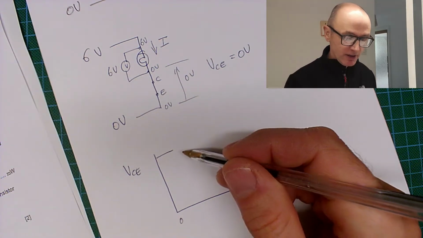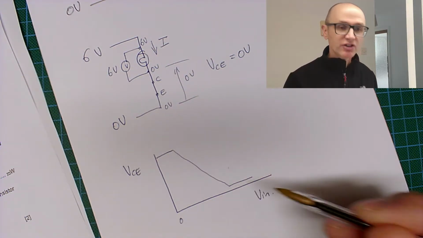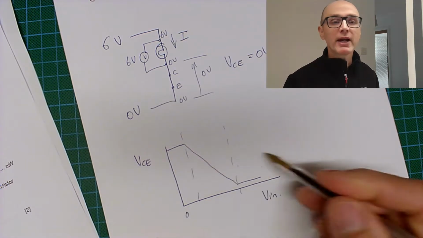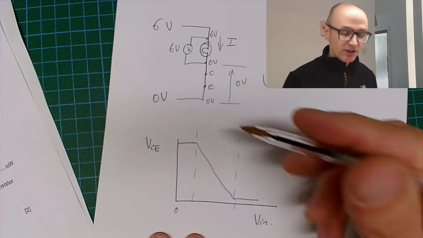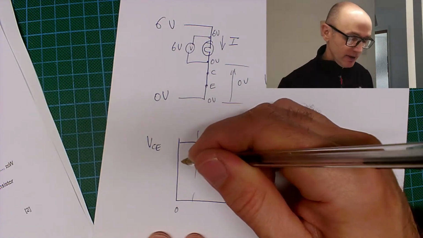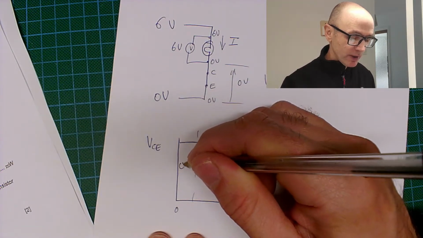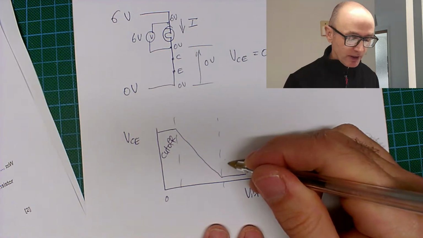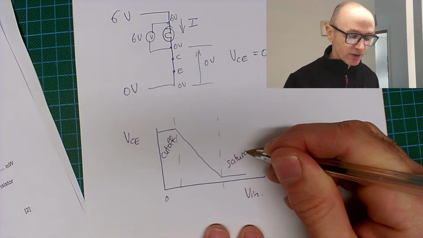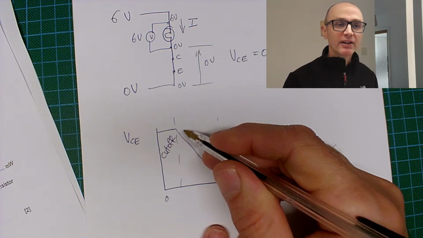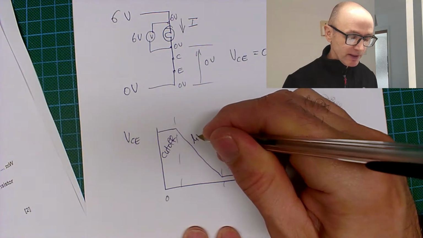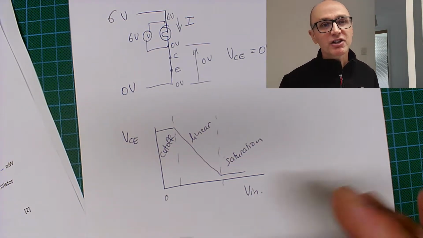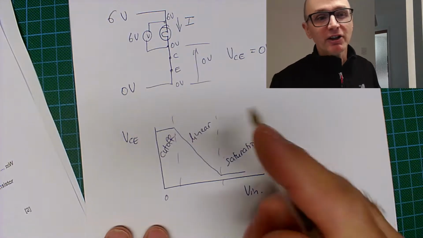Now there is a bit of an intermediate state which GCSE doesn't really consider too much, and it's between the two switch states. In this region, we could call this one cut off, because we cut off the current. In this one, we call this one saturation. And this middle region, just for completeness, I will call that linear. We don't learn much about that, if anything, in GCSE. If you do A-level electronics, you learn more about that.